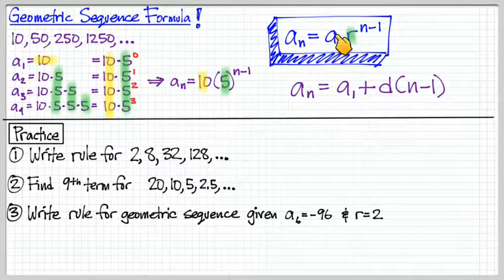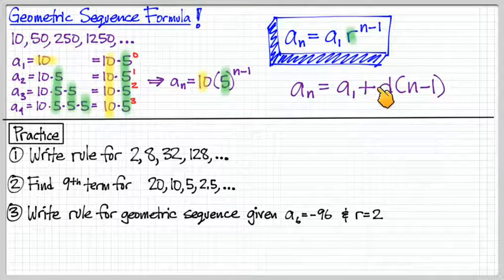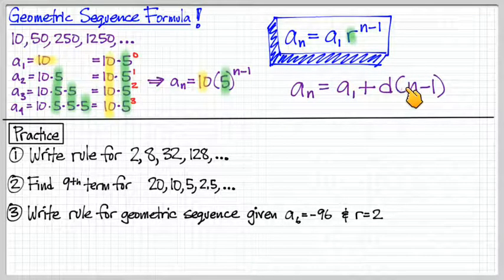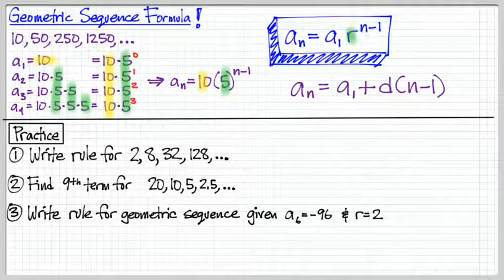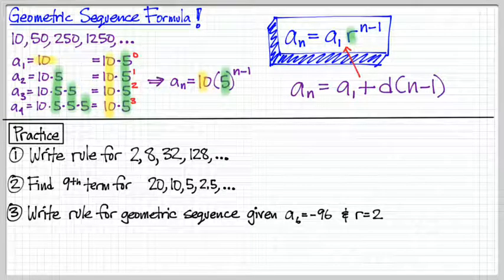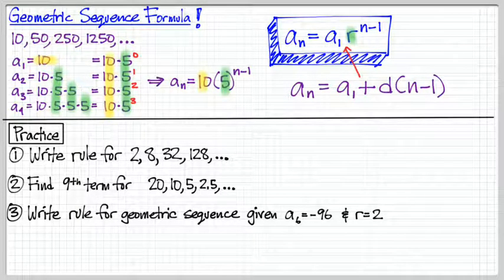There's the first term, which starts it off. And then with the arithmetic sequence, we added d times n minus 1. Instead of addition, we're multiplying. Instead of multiplying here, we're raising to the power. So I think that's kind of interesting: the addition turns into multiplication, and the multiplication here turns into exponentiation.